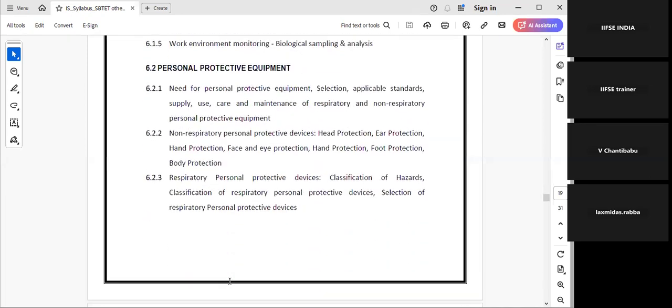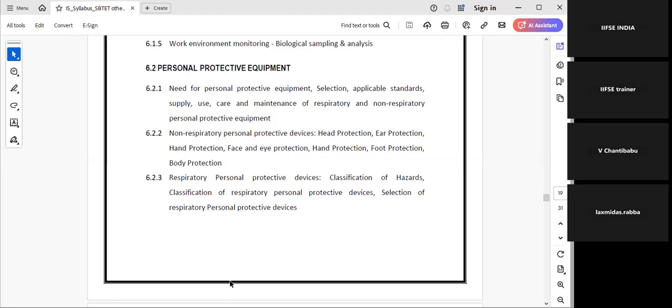Then here we talk about personal protective equipment. Here we cover two types of PPEs, those are broadly classified, all kinds of PPEs. One is respiratory and the other one is non-respiratory. The respiratory is a different segment. We have different kinds of masks, from the dust mask to SCBA, self-contained breathing apparatus, like filter mask, half-face mask, cartridge filter mask, or breathing air hood, etc.